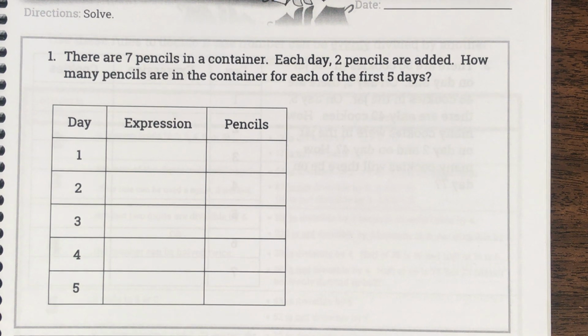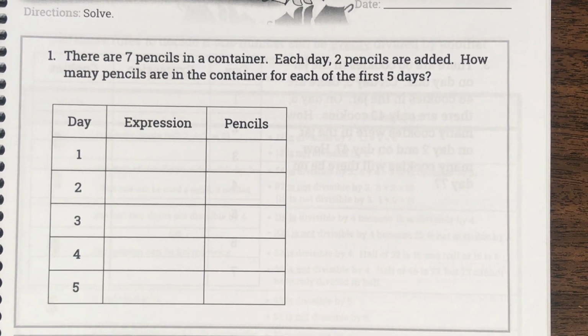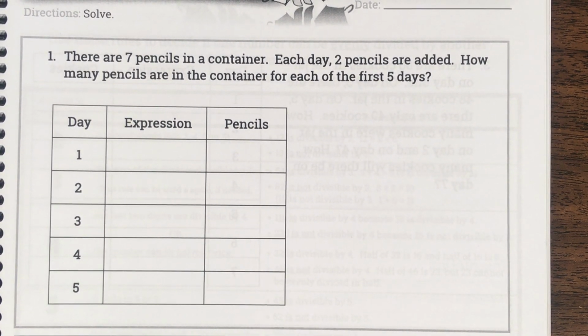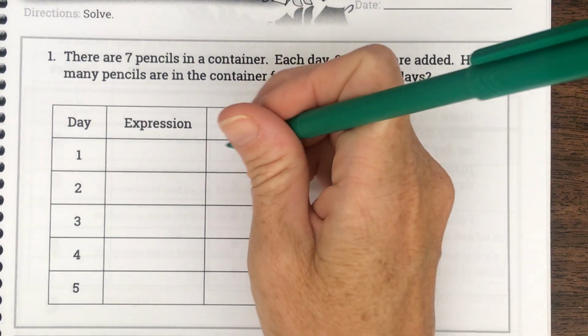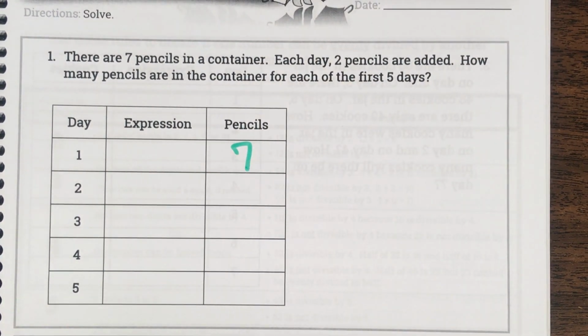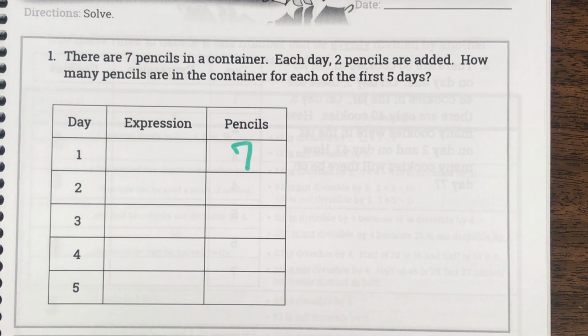Okay. Number 1, there are 7 pencils in a container. Each day, 2 pencils are added. How many pencils are in the container for each of the first 5 days? Okay, so there's 7 pencils in a container. So on day 1, there were 7 pencils. And then it says each day 2 more are added.